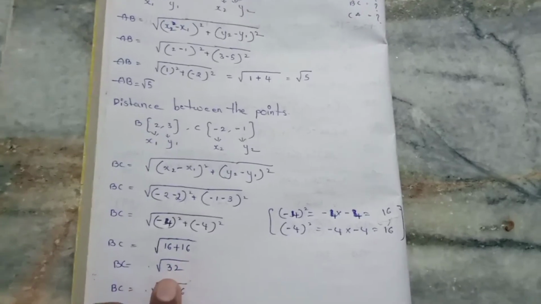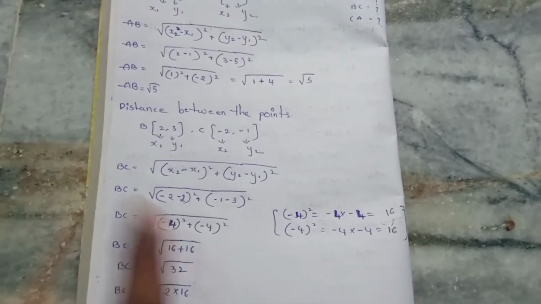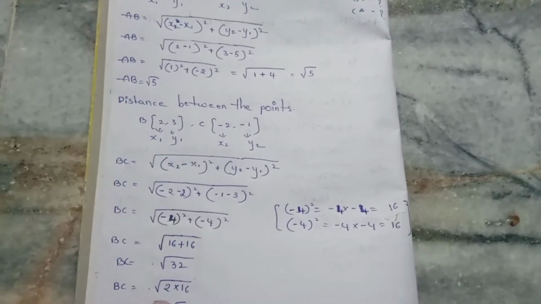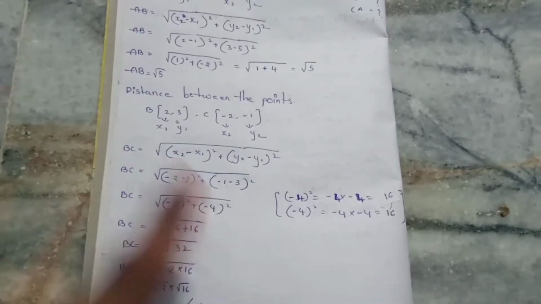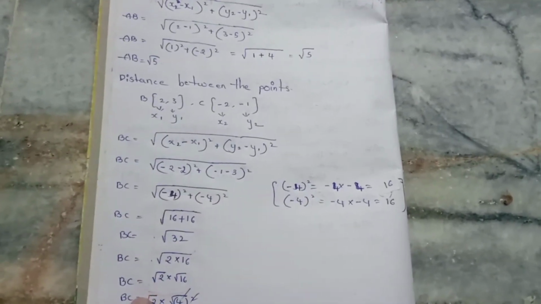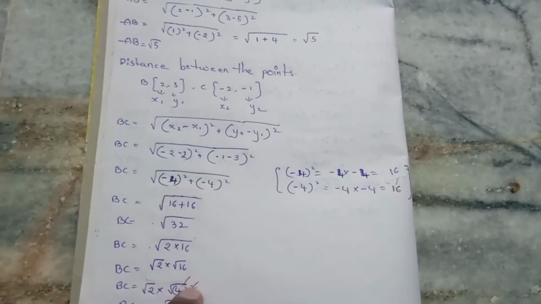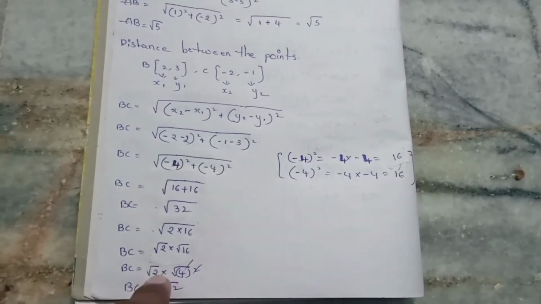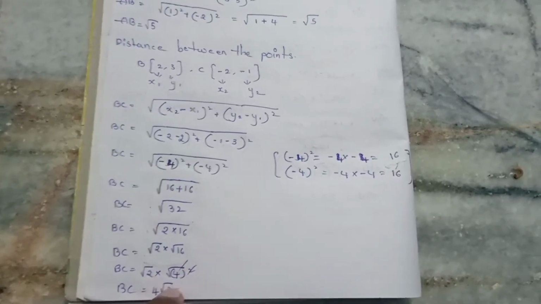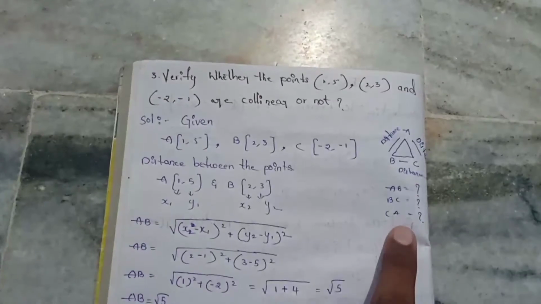Now 32 can't be written in the form of squares. How can we write it? By using the 2 table: 2 into 16 is 32. Now I am separating the root terms: root 2 into root 16. 16 can be written as 4 square, and the square and root cancel here. BC is equal to root 2 into 4, that is 4 root 2.